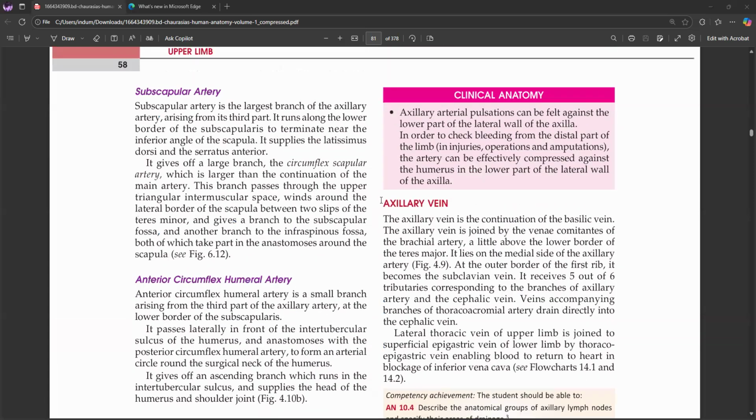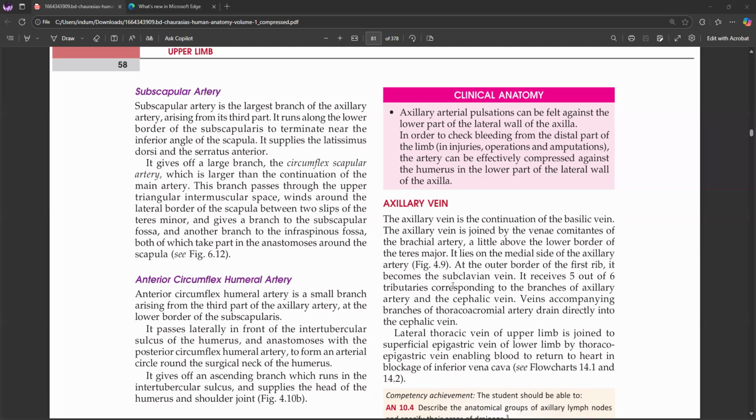Clinical anatomy. Axillary arterial pulsations can be felt against the lower part of the lateral wall of the axilla. In order to check bleeding from the distal part of the limb in injuries, operations, and amputations, the artery can be effectively compressed against the humerus in the lower part of the lateral wall of the axilla.